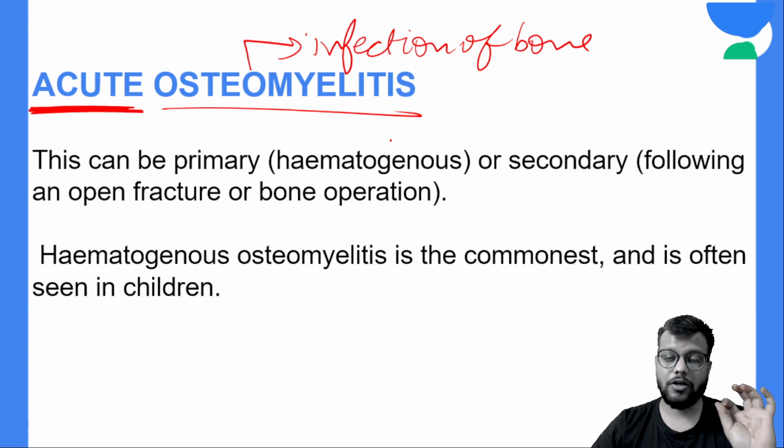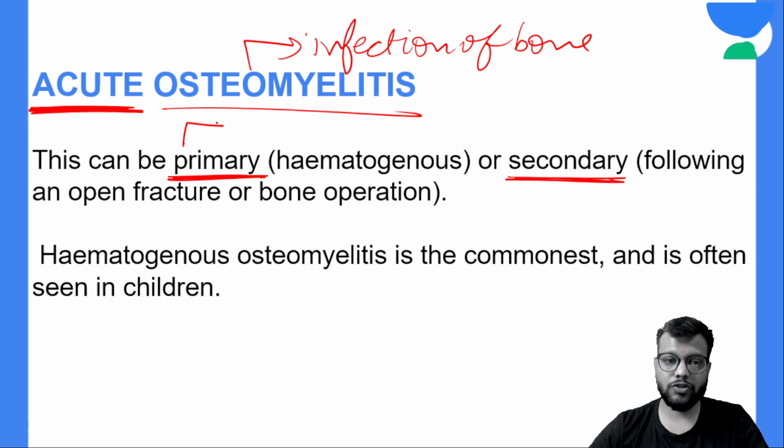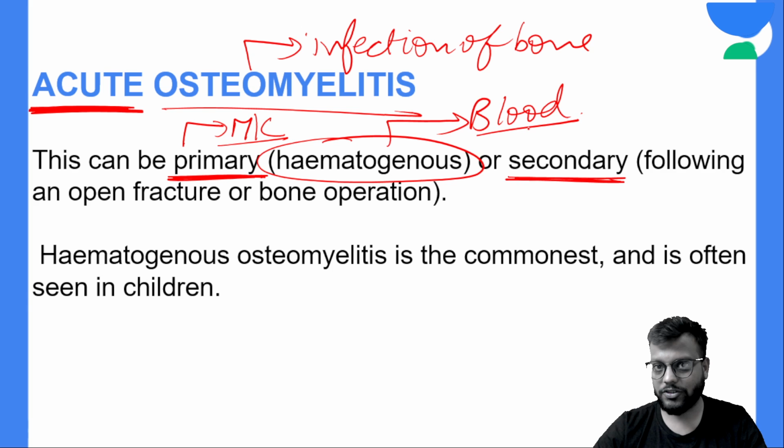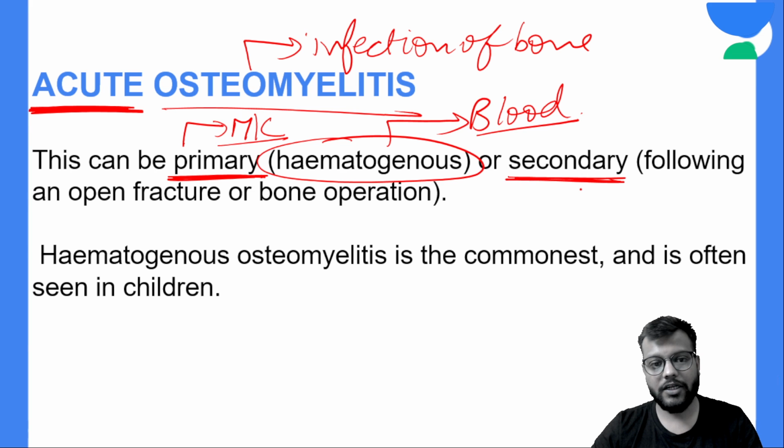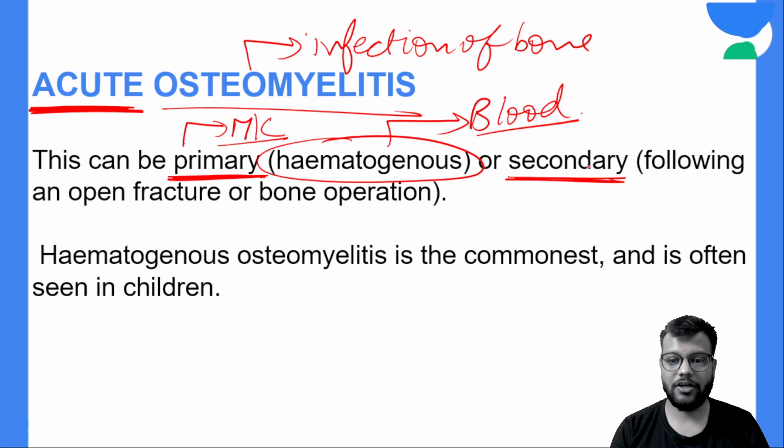So the cause can be of two types, the primary or the secondary. So primary is the most common one, which is due to hematogenous, that is spreading from the blood source. Okay, so most common and the most important type of acute osteomyelitis is primary, that is hematogenous, and secondary is after an open fracture or any open injury. So the infection has already set in, or any bone surgery that you have undergone, and that converts into osteomyelitis. So that is your secondary osteomyelitis.